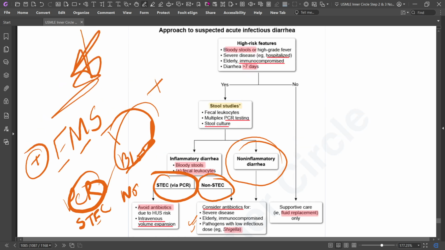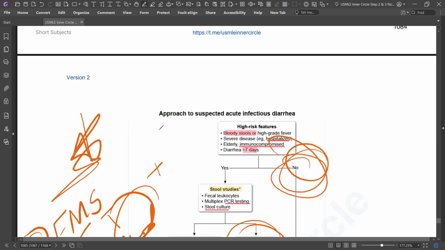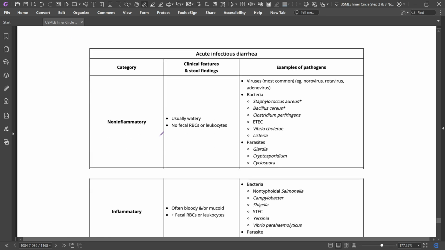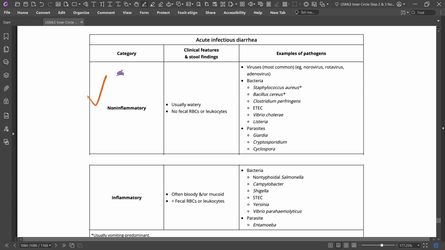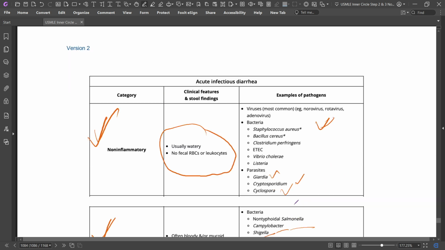If somebody has no high risk feature, supportive care, fluid replacement only. Okay, for inflammatory and non-inflammatory diarrhea: inflammatory diarrhea is often bloody, mucoid, with fecal RBC and leukocytes; non-inflammatory is usually watery, with no RBC or fecal leukocytes. Non-inflammatory pathogens include viruses and bacteria like Staph aureus, Bacillus cereus, Clostridium perfringens, ETEC, Vibrio cholerae, Listeria, and parasites like Giardia, Cryptosporidium, Cyclospora. Inflammatory ones include non-typhoidal Salmonella, Campylobacter, Shigella, Staph, Yersinia, Vibrio.